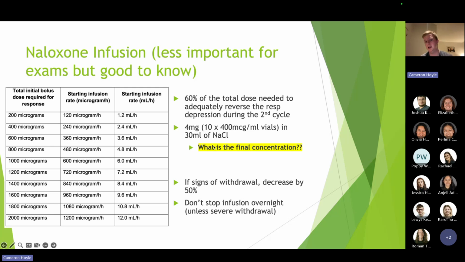The way you constitute it is 4 milligrams in 30 mils of sodium chloride. So that's 10 400 microgram vials. So the entire thing will be 40 mils. Anyone want to have a go at what the concentration would be in that, if you've got a sort of PSA question? What's the final concentration in that mixture from the naloxone infusion?